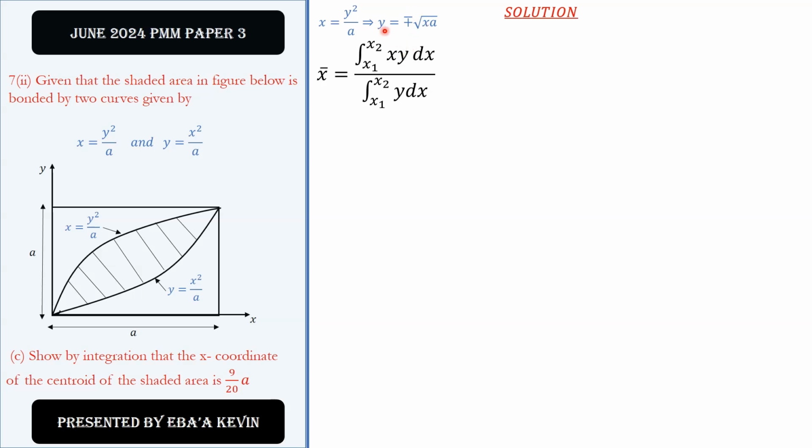As I said, this y doesn't correspond to the y which is inside this formula of x bar. It also doesn't correspond to the lower curve here, which is y equals x squared divided by a. But this y corresponds to the difference of these two curves. That is, square root of xa minus x squared divided by a. So that is going to be the value of y. This y is the difference of this curve and this other curve here.